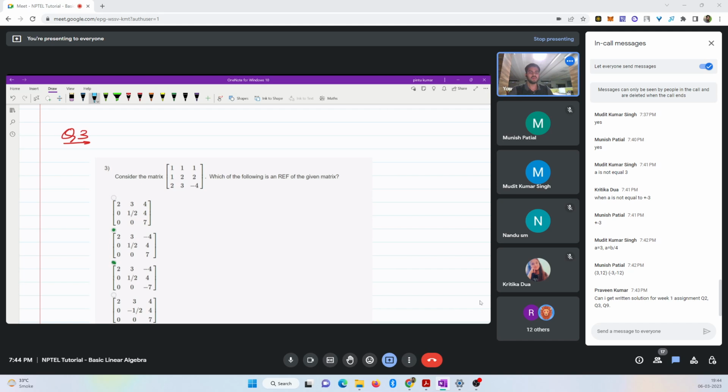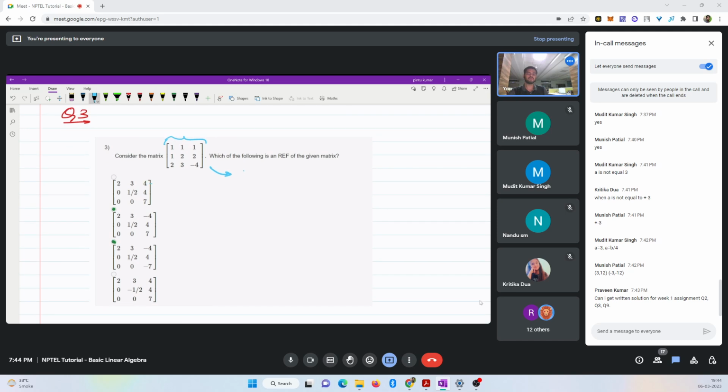Okay, so there was a question where this was the matrix and it was asked to find the row echelon form for this. If you look at the options, in all the options we have 2, 3, minus 4 on the top. So we need to swap the first and third row first of all. We want to exchange these two rows. So what we get is 2, 3, minus 4, then 1, 2, 2, and this is 1, 1, 1.